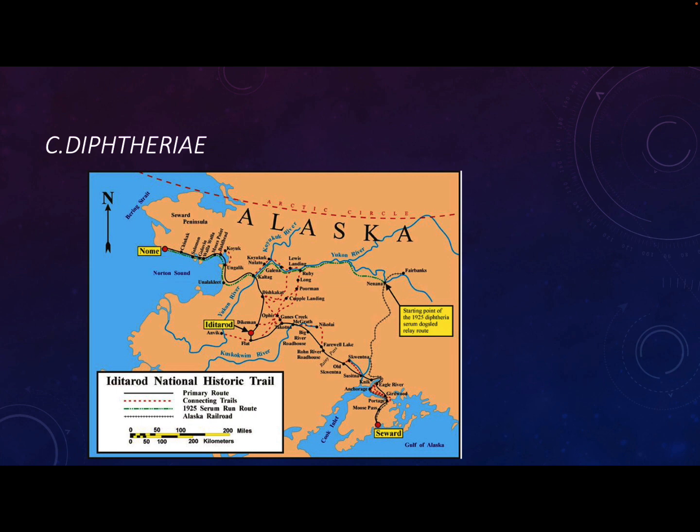Now, in Nome, they ran out. The nearest available anti-serum was in Seattle. So if you picture the geography, Alaska's way up here, you have a whole mess of Canada, and then there's Seattle. And this is all covered in ice and snow.